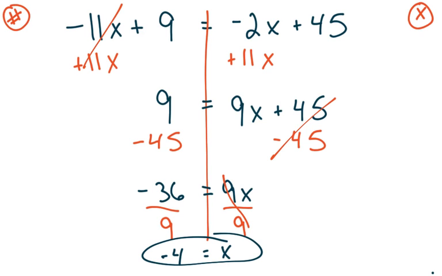I know I'm done because I only have an x on the right side, and I only have a number on the left. Now that I have x equals negative 4, I always want to plug that negative 4 back into the original equation and check. When I plug the negative 4 in for the x here, I got 53. And when I plug in the negative 4 for the x here, I also got 53. So on both sides of the equation, 53 equals 53. I know that I'm correct.